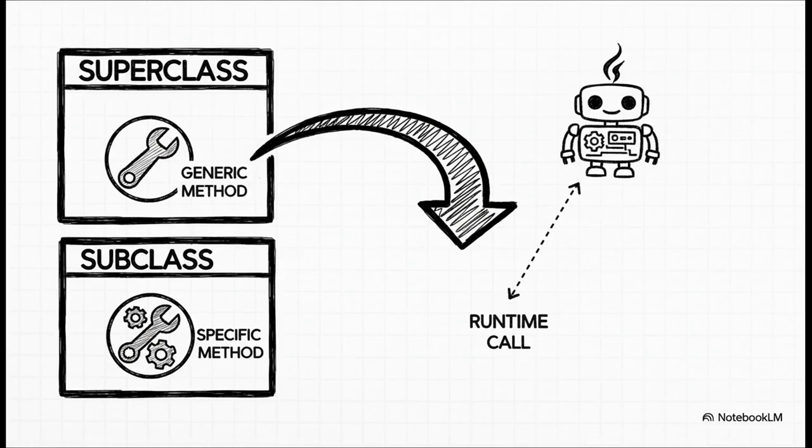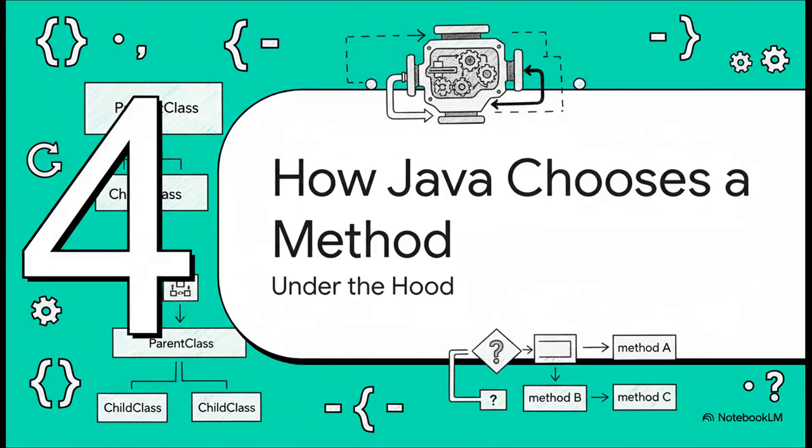But when the code actually runs, Java is smart. It looks at the object's dynamic type, what it really is, and calls the more specific version from the subclass. It basically says, I'll use this special one instead. So we know what the solution is, but how does Java actually pull this off? Let's pop the hood for a second and see the exact process Java uses to figure out which method to call. This is called dynamic method lookup.